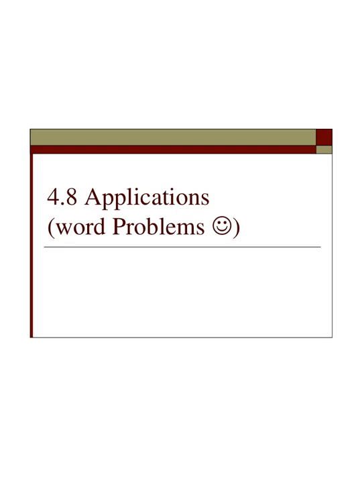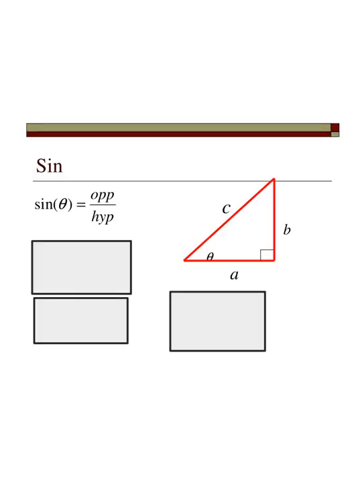Welcome to the video lesson for section 4.8, applications, aka word problems. Let's get started. To begin with, we have a triangle here with sides labeled as A, B, and C, and it's a right triangle. And we're going to look at how we can apply the sine to that.